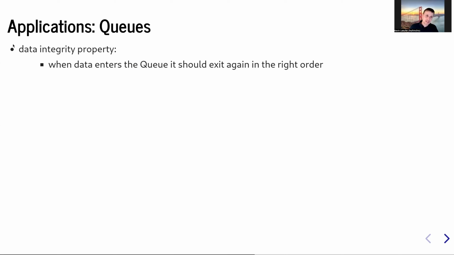So the property here basically just says that data, when it enters the queue, needs to exit it again, and do that in the correct order, right? So basically, when you put something in the queue, the same value should come out again. It shouldn't change. And also, if there are certain elements that are in the queue before that value, they should come out first, and then your value should come out, because we have a FIFO. Basically, the queue is implementing the FIFO.